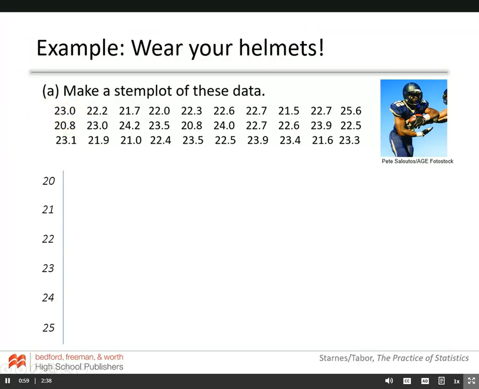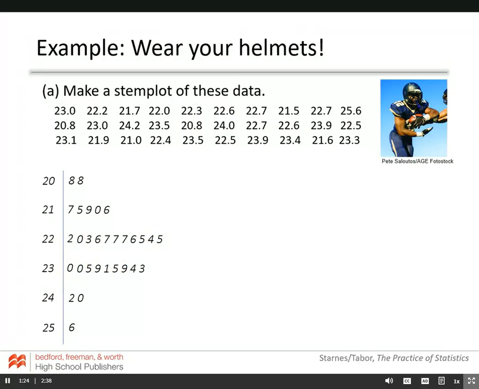So we have 23.0, so I'm going to put a 0 after 23. Then we have 20.8, and 22.2, so I'm going to put a 2 across from that. 21.7, I'm going to place a 7 there. Then I'm going to place the remainder of these stems. So you can see that we list them out.